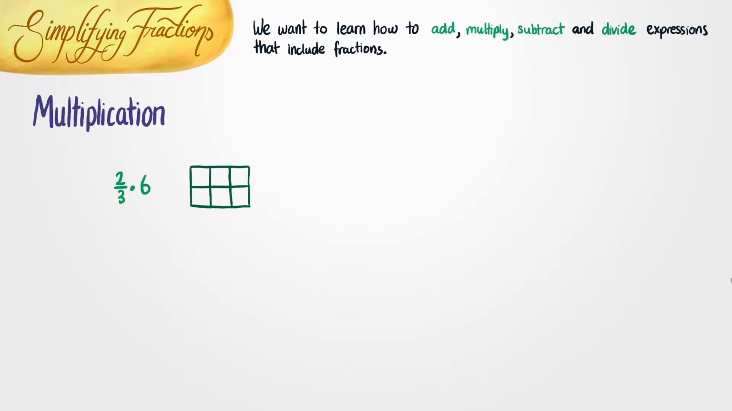Okay, so before we try a random fraction times another fraction, I just want you to think about what 2/3 times 6 would be. Well, here we have 6 items. And if we want 2/3 times 6, that's going to be the same thing as 2/3 of the 6 items. So in other words, this is going to be 2/3 of 6, or that's just going to be the same thing as the number 4.